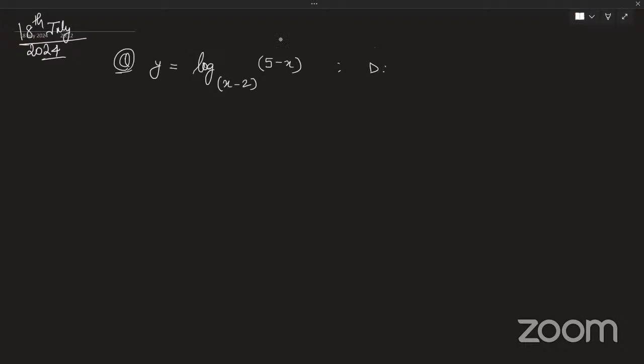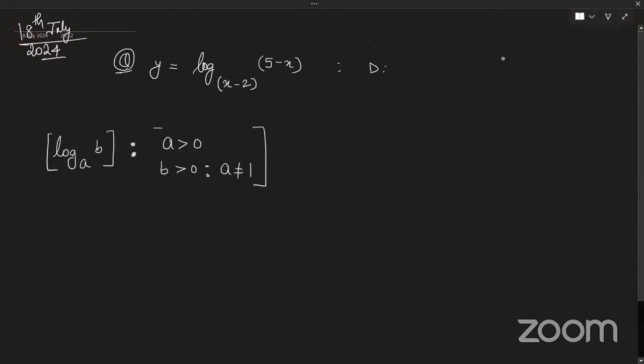How will we do it? Tell me, what are the restrictions on logarithm? If we are taking log with base a of b, there are some restrictions on a and b, right? Then only we can perform that log. What are the restrictions on a and b? That a and b both are positive, and a is not equal to 1. Correct?